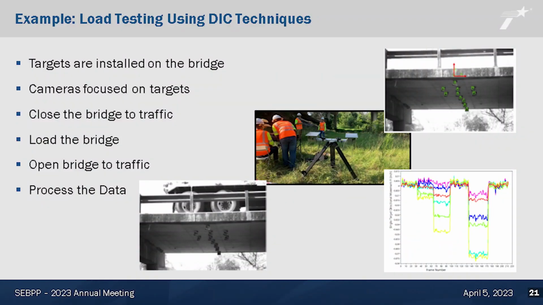So, a little bit of details on digital image correlation. Targets are installed on a bridge, so these are markers that are picked up with the high-resolution cameras. Cameras focus on these targets, and then once we're ready, we close the bridge to traffic, load the bridge up, and then measure the response. All of that's recorded, just like it is in traditional strain instrumentation measuring, and then we process the data. And again, we're able to see the results live in the field so that we know, oh, you know what, something's off.